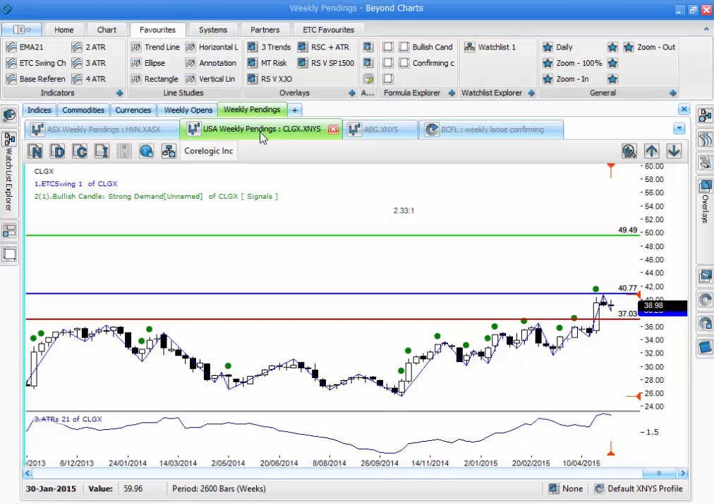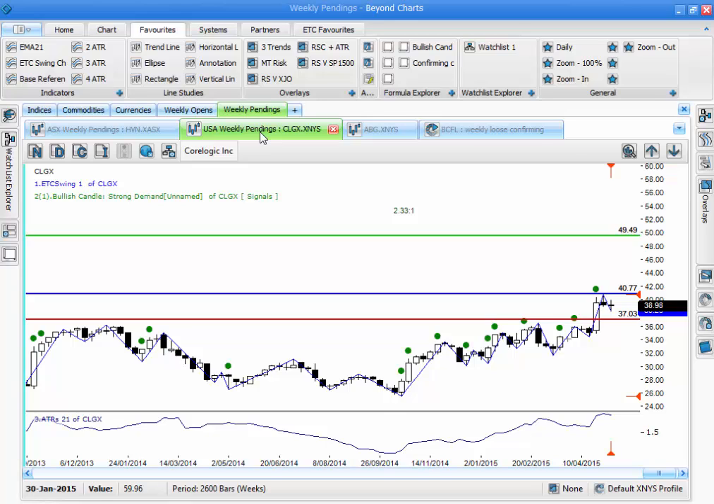Going through one of the US weekly scans, the loose scan last week, I ended up with around about 530 odd results came up, and with a little bit of clever use of Beyond Charts, I was actually able to get that list down to 392 directly from the scan. So that's something that I'll be showing you how to do as well.